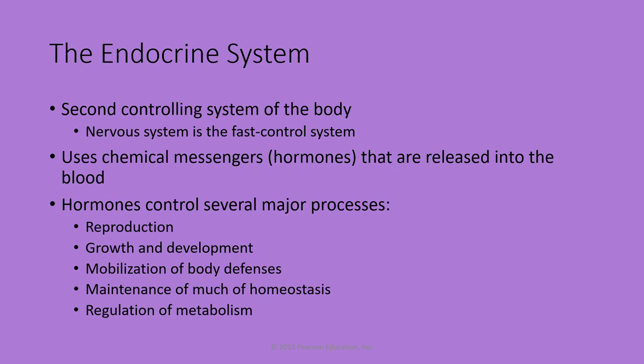The endocrine system uses hormones, which are chemical messages. They are released by the gland and transported through the blood to the target location. Hormones control several different major processes. They can control things such as reproduction, growth and development. They can be involved with the body defenses. They regulate a lot of the metabolic processes and help to maintain homeostasis.